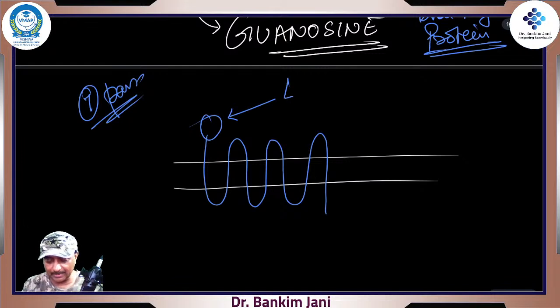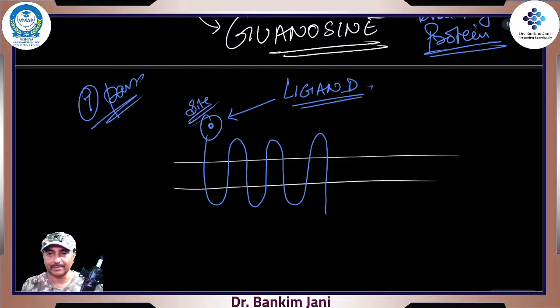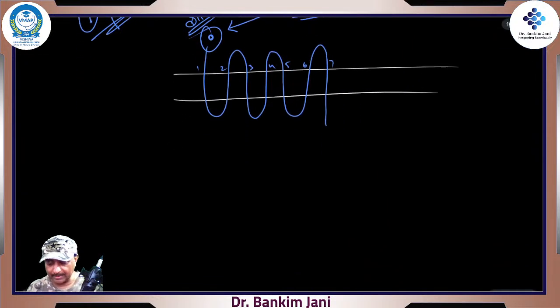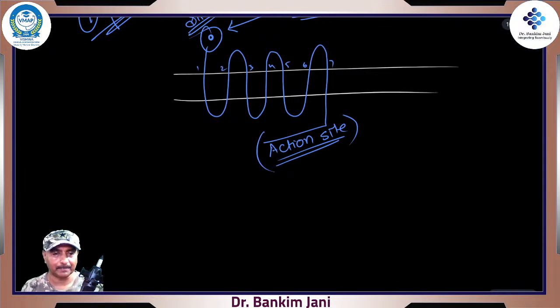So here comes our ligand. This ligand is getting attached on this site, which is an external site. Here 1, 2, 3, 4, 5, 6, 7. After passing through 7, it goes inside. And inside there is an action site. The whole action, the whole movie is happening inside over here.